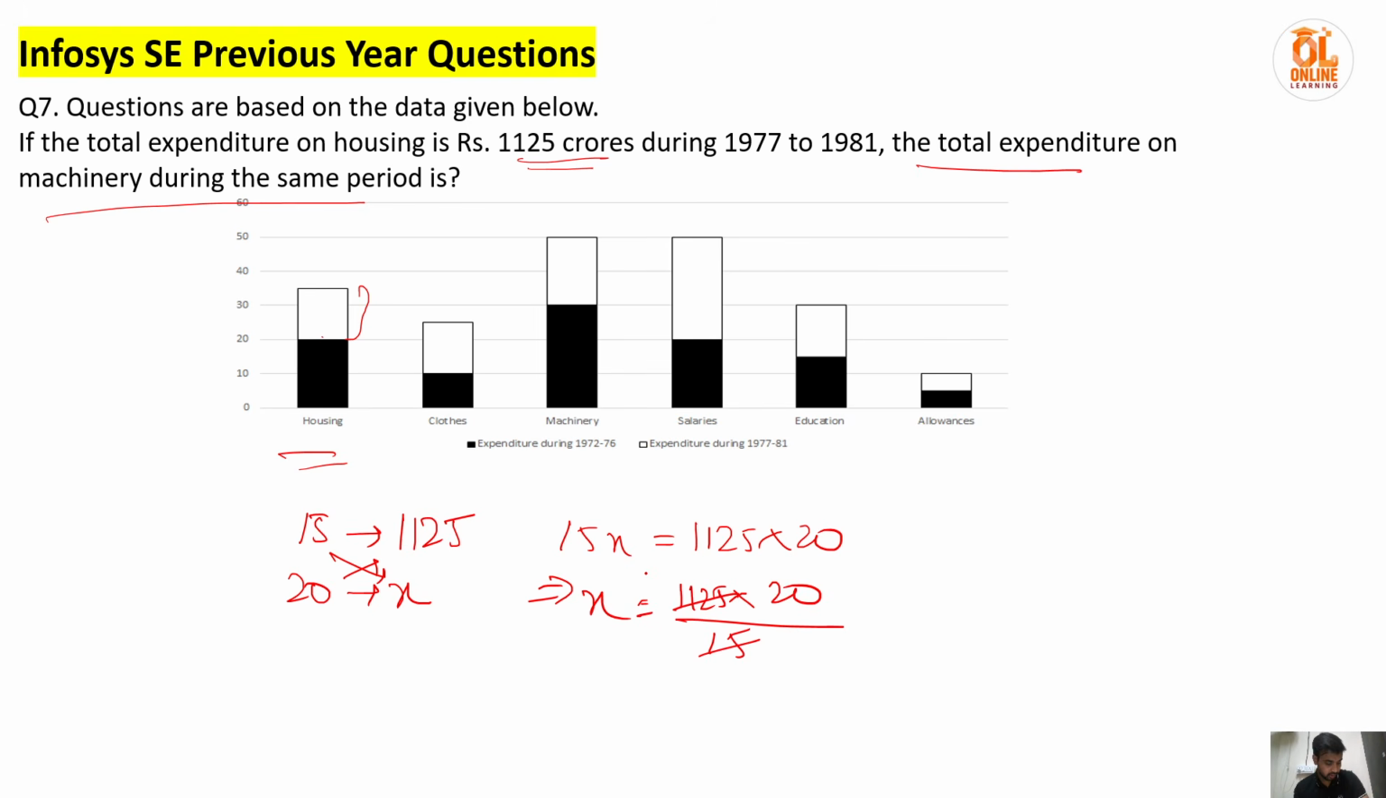So the value of x will be 1125 into 20 by 15. So 1125 divided by 15, what will be the value? Just calculate it. If you have a calculator, you can use it. Let me check. 1125 divided by 15 is 75. The value is coming 75 into 20. 75 into 20 is 1500. This will be the right answer. I hope you all have got this answer.